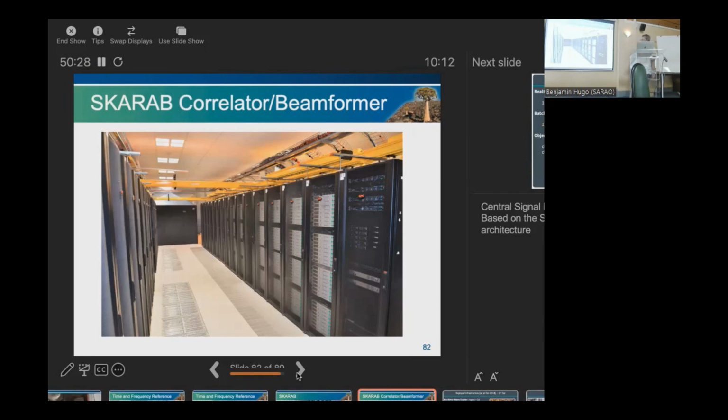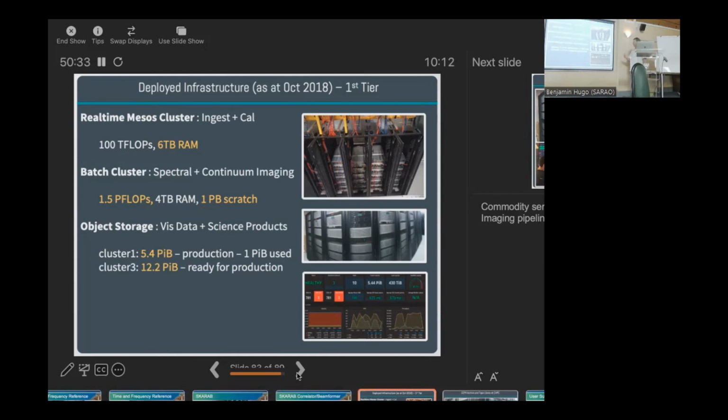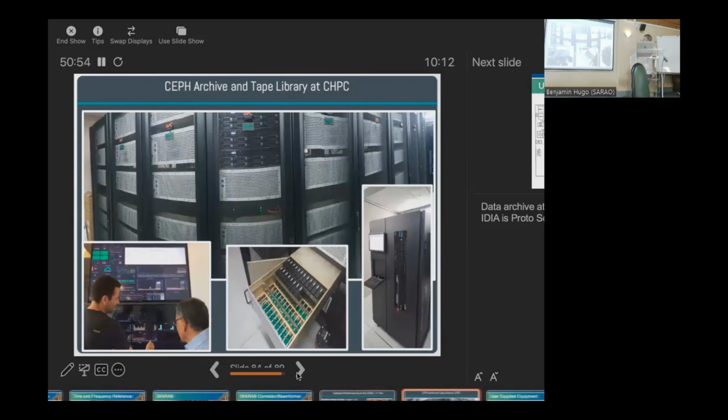And then you take that and that goes into the science data processor. The science data processor is more commodity compute, a mixture of GPUs and CPUs, and a lot of disk space. And again, even the disk modules here were designed in South Africa and built in South Africa. Commodity compute, but a lot of clever thought as to how this commodity compute would be used. And then it goes to Cape Town to go to the CHPC to be archived.